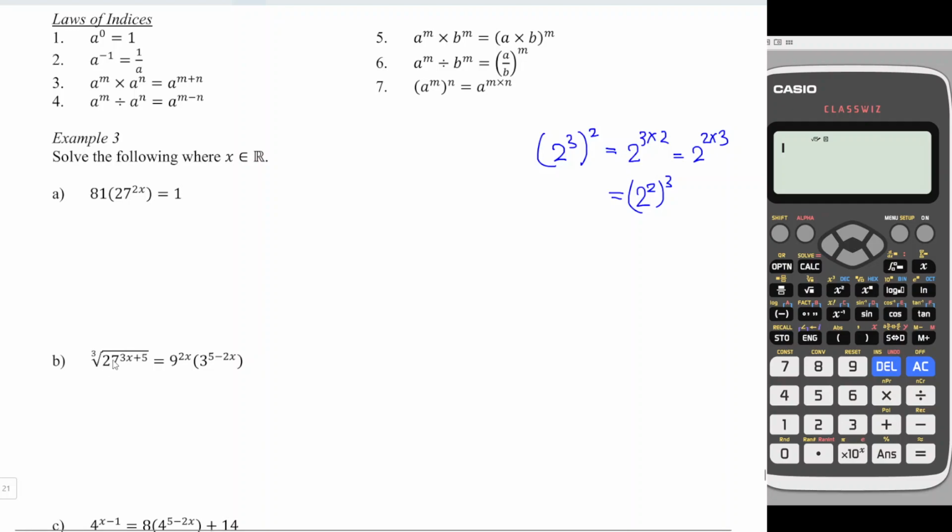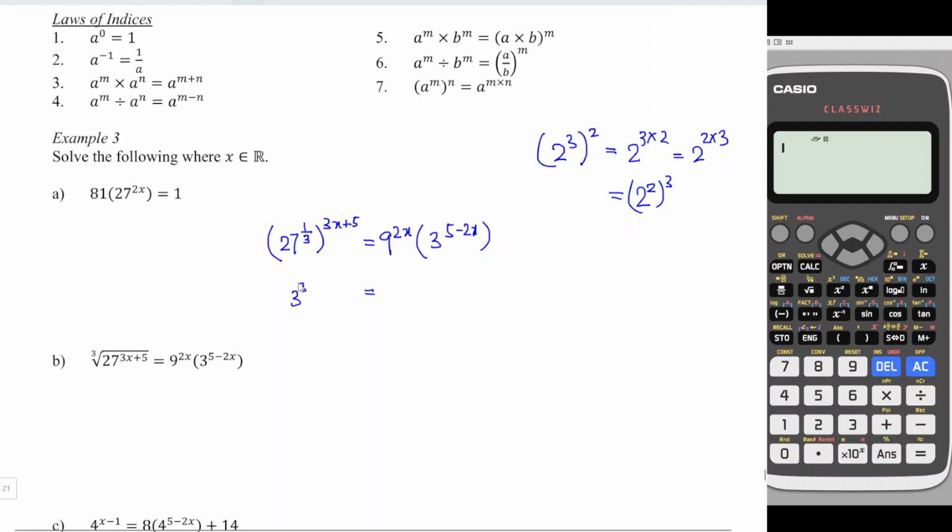Same goes for this part. So instead of solving 27 to the power of 3x plus 5 first, we can rewrite it using the cube root, which means that power 1 over 3, then the whole thing with power 3x plus 5. And this is equal to the right hand side, 9 to the power of 2x times 3 to the power of 5 minus 2x. From here, we find the common prime factor, which is 3.